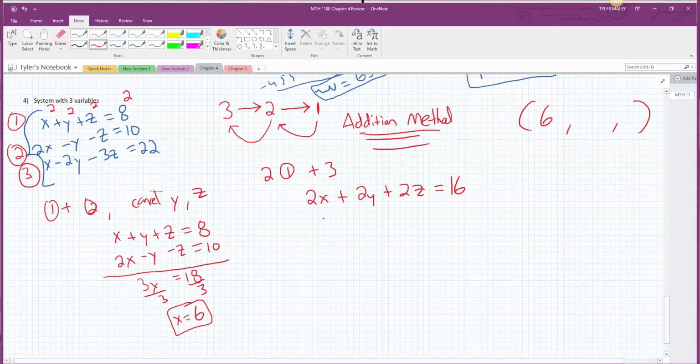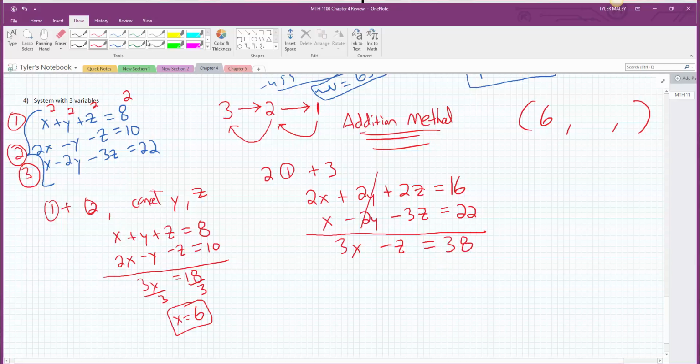And then add equation 3 to this. We have x minus 2y minus 3z equals 22. Right, so add these up. That goes away as planned. I get 3x minus z equals 38.